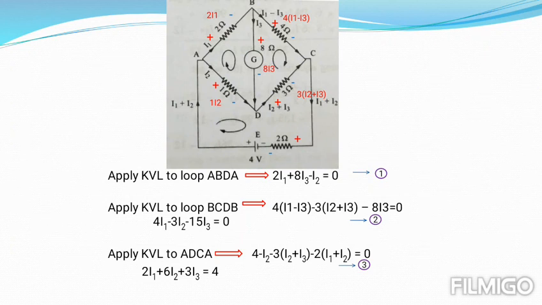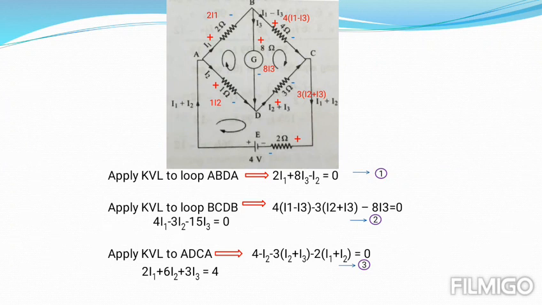In the same way, apply Kirchhoff's voltage law to the loop BCDB. We get the equation as 4 into I1 minus I3, here it is taken as the reference, minus 3 into I2 plus I3 minus 8I3 is equal to 0. Follow the same rules that we have considered. After simplifying, we get the equation as 4I1 minus 3I2 minus 15I3 is equal to 0.